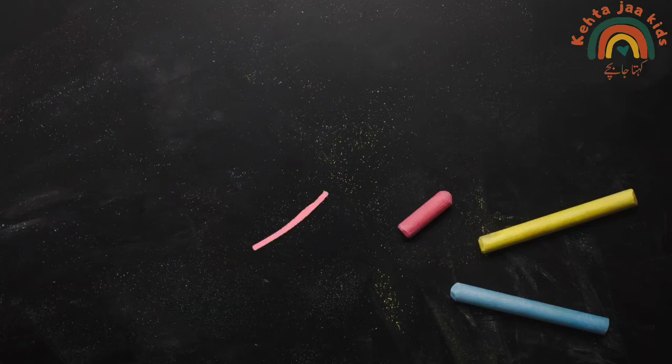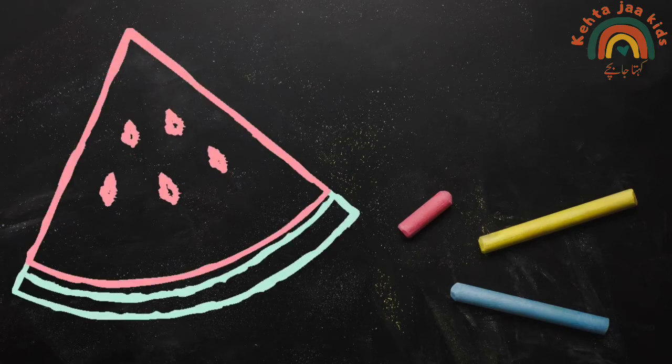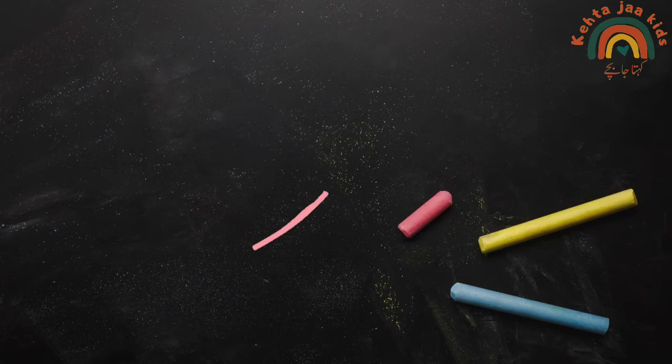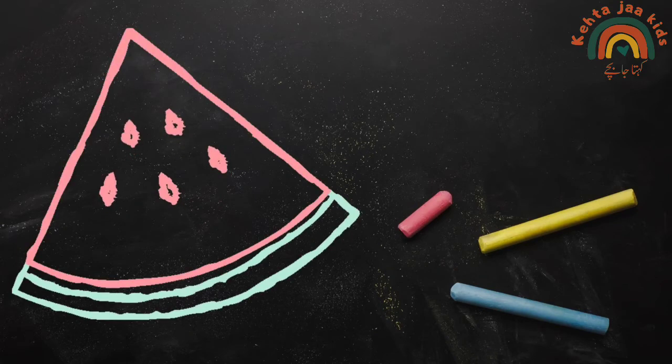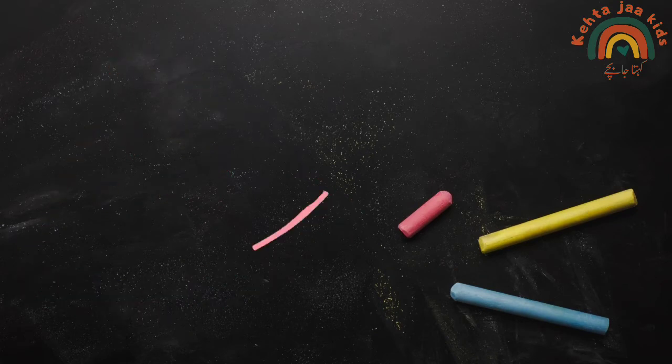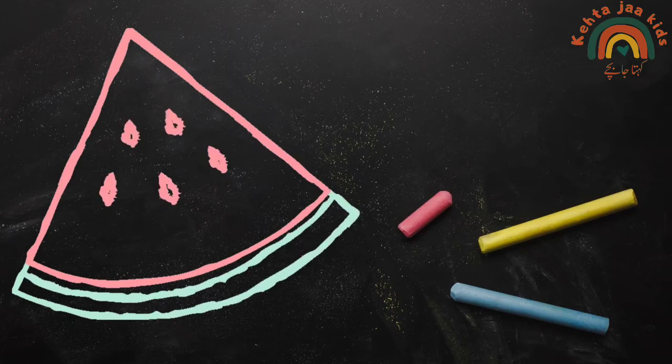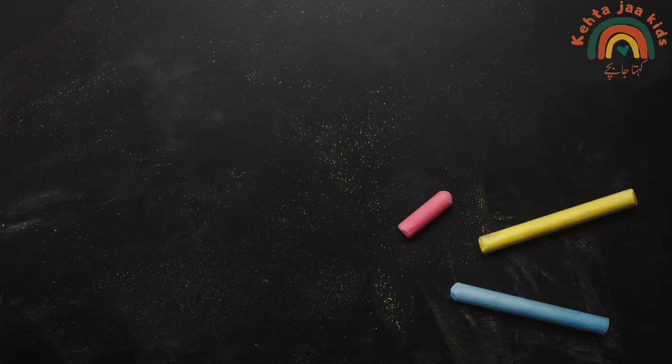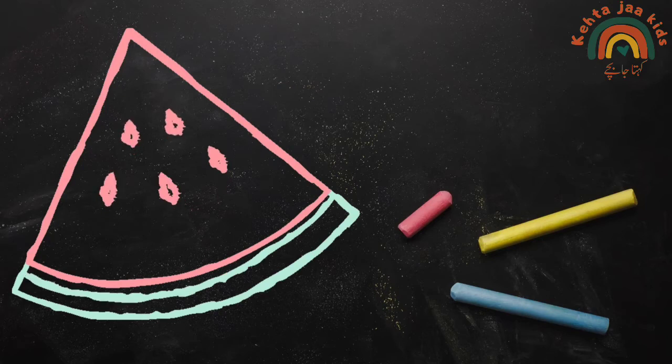Which fruit is this? This is a watermelon. Watermelon को उर्दू में क्या कहते हैं? तरबूज. Watermelon, तरबूज.